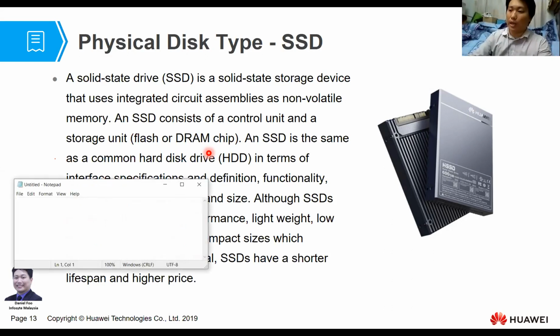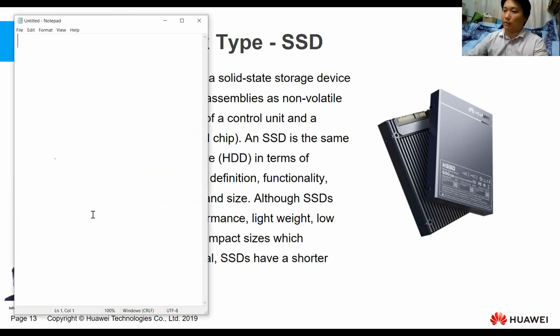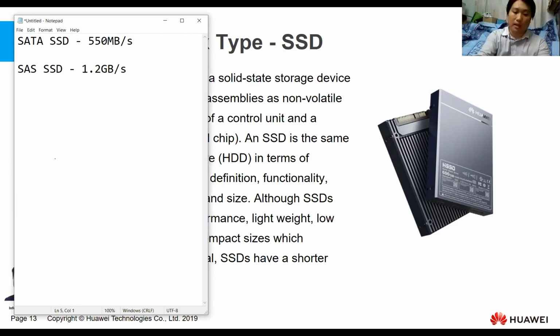Generally we are now bottlenecked by the interface used. So if you go for SATA SSD, they can go up to like 550 megabytes per second throughput. If you go for SAS SSD, they can go up to like 1.2 gigabytes per second. You do have other types like NVMe SSD, they can go up to 3.2 gigabytes per second also.